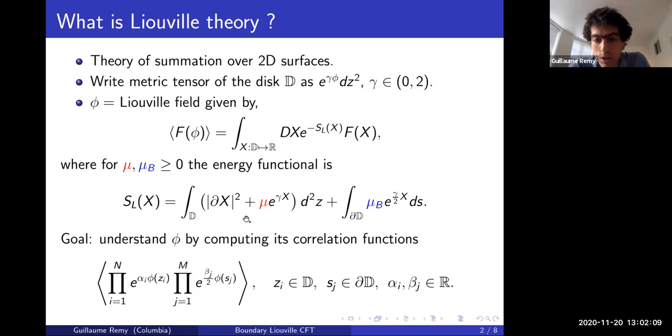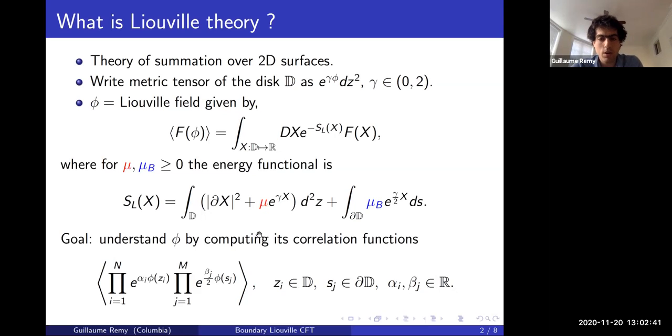Then Liouville theory is more complicated because you have some non-trivial potentials, which correspond to exponentiating the field, and you can integrate this exponential term over the disk or over its boundary. This is a boundary integral of the exponential on the boundary. To tune the strength of these potentials, you have two constants, these mu's. Mu in red will be the one for the area measure, and mu boundary, mu b in blue, for the boundary. In most generality, these two constants are positive.